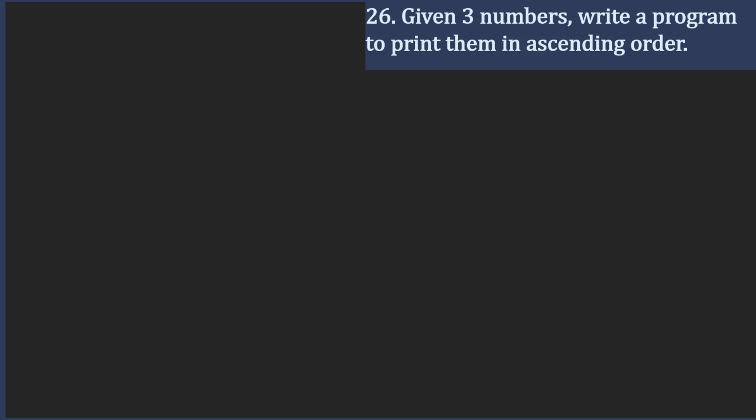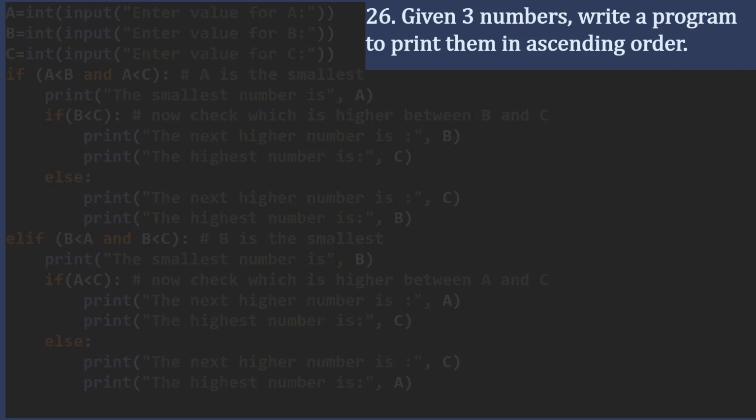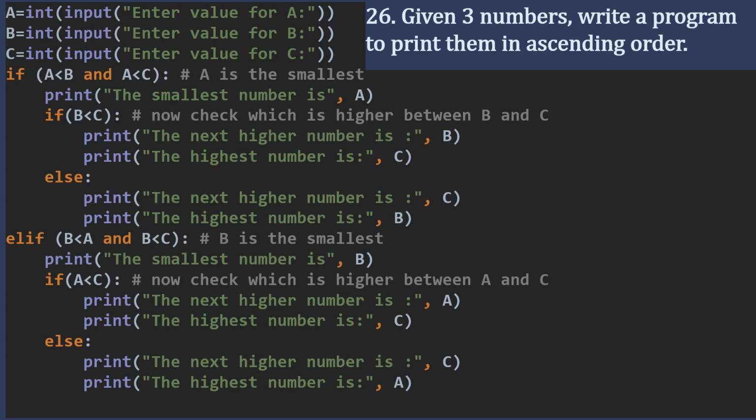Now given three numbers, write a program to print them in ascending order. So you have to take the three numbers in three variables A, B and C. Now first condition, you have to give multiple if statements to check which is the largest number and which is the second largest and the smallest.